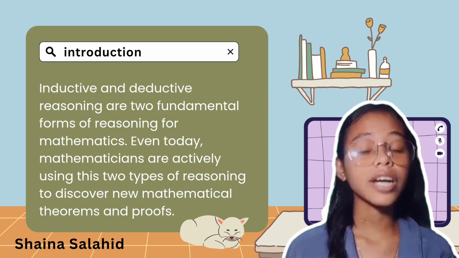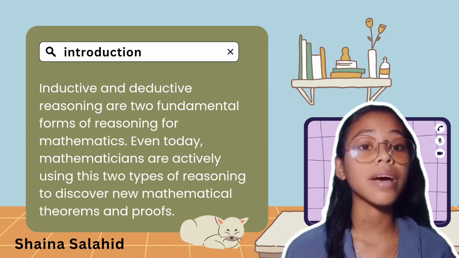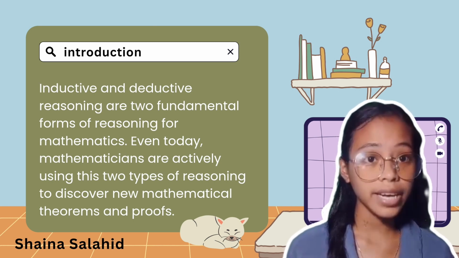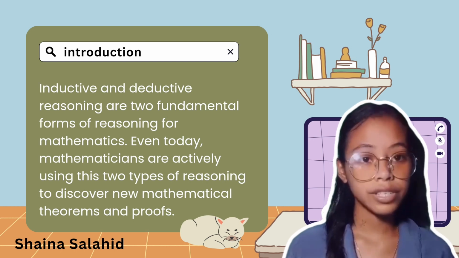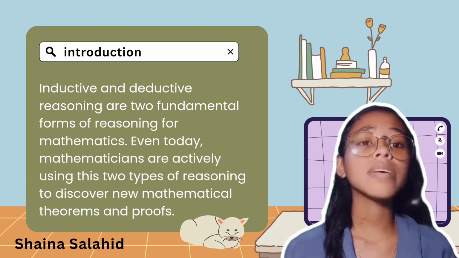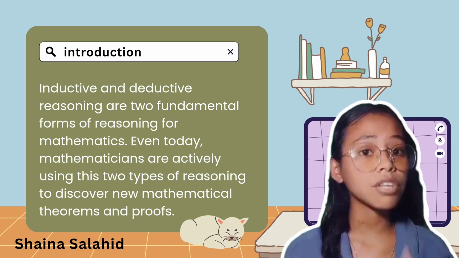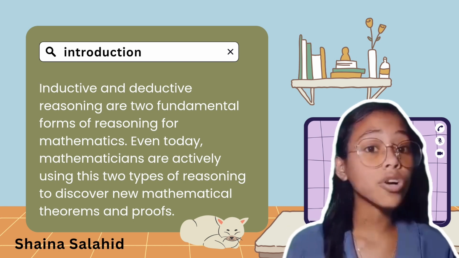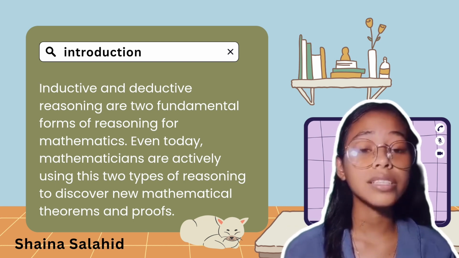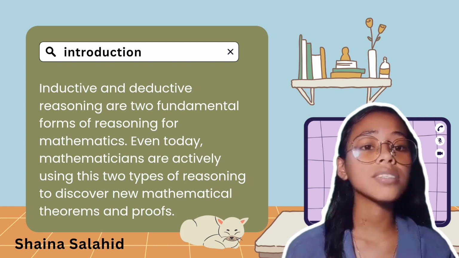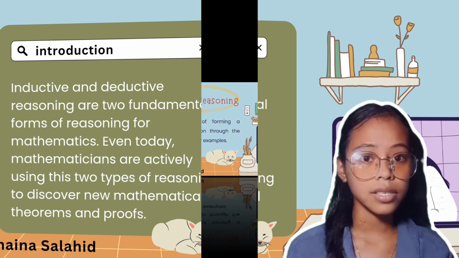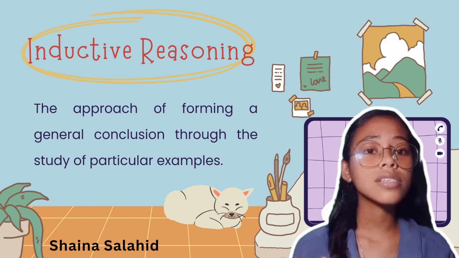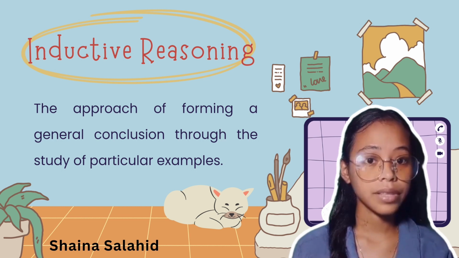Inductive and deductive reasoning are two fundamental forms of reasoning for mathematics. The forms of theorems and proofs that we rely on today all began with these two types of reasoning. Even today, mathematicians are actively using these two types of reasoning to discover new mathematical theorems and proofs. Believe it or not, you yourself might be using inductive and deductive reasoning when you make assumptions about how the world works.